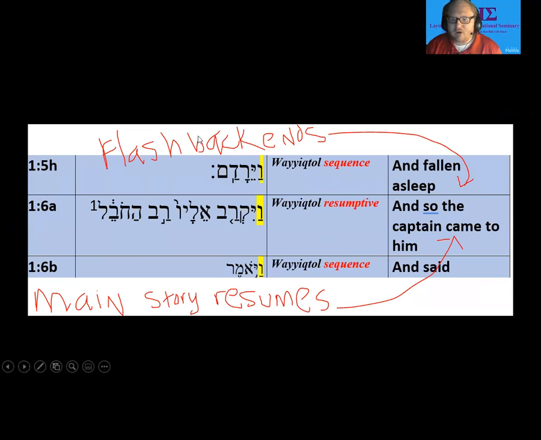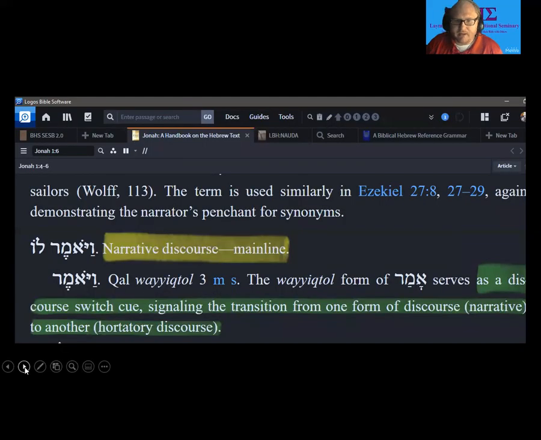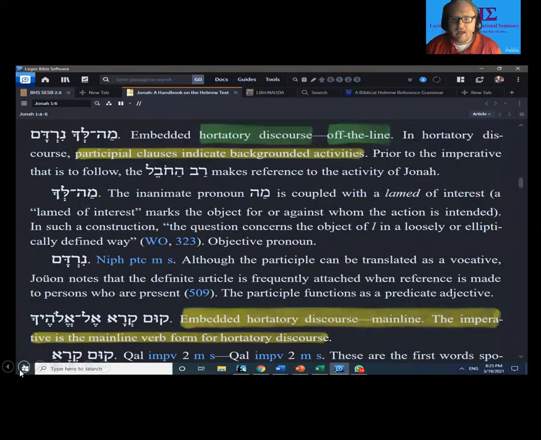Okay, so here we have him falling asleep. There are the flashbacks. This is where they end too. And so the captain came to him. So this is where the wayyiqtol is resuming the story. All right. And so the captain came to him. And this is what he says. Now, this is just mentioning the main line, what we just talked about. Here it is again. And they're saying the word said right here is a discourse switching cue to focusing on another type of discourse, hortatory, because he's going to exhort him. And so that's what this is talking about right here.